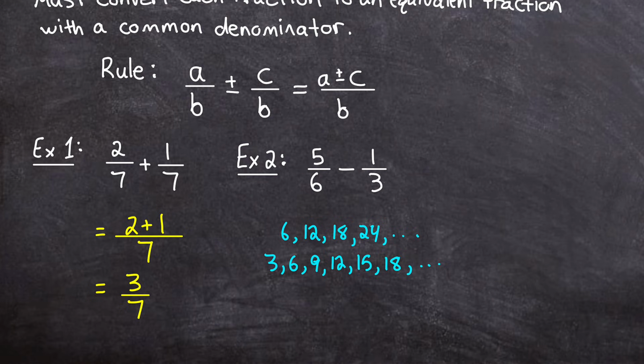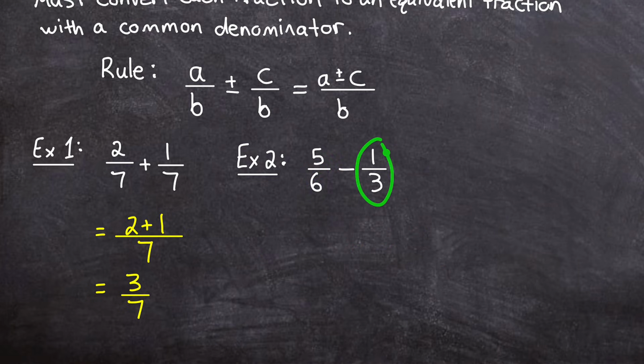So we will make our common denominator for these fractions. We'll make the common denominator 6. In this fraction, the denominator is already 6, but in this fraction, the denominator is 3. So to make that 3 be a 6, I would have to multiply it by 2. And in order to keep this fraction equivalent to 1/3, I would also have to multiply the numerator by 2.